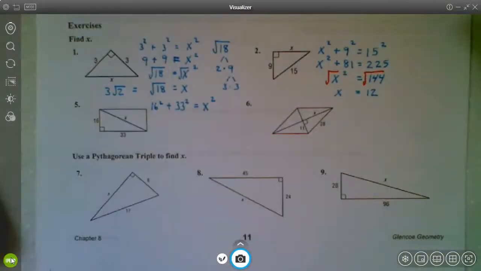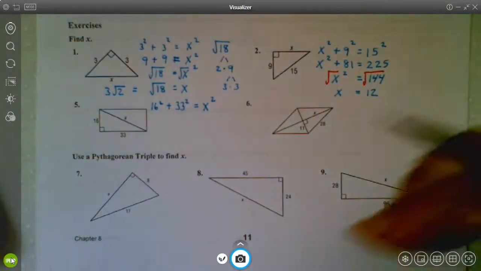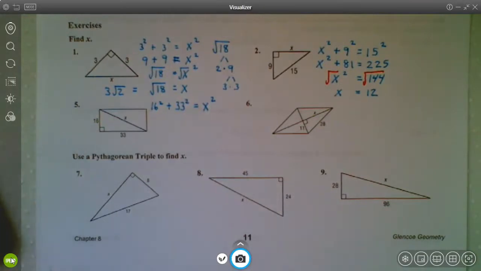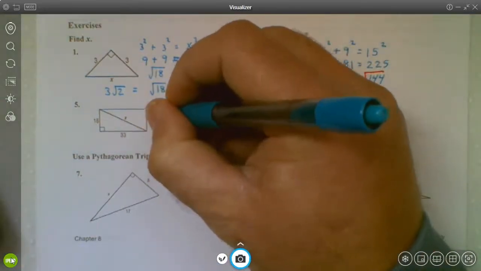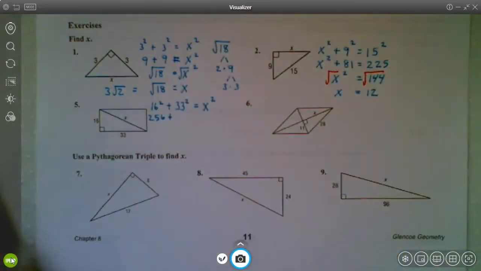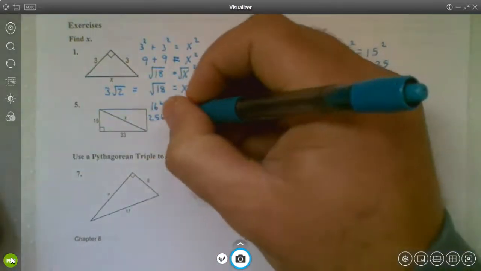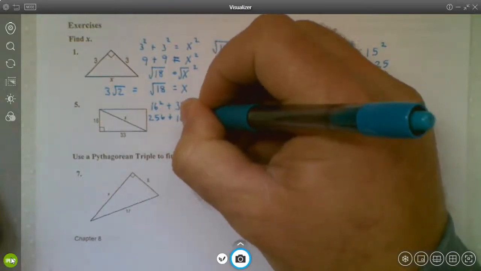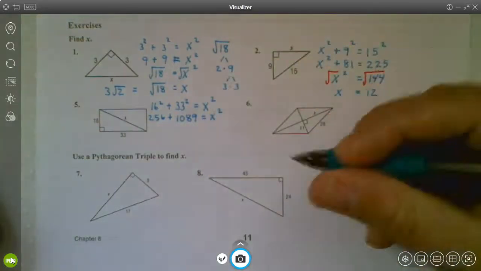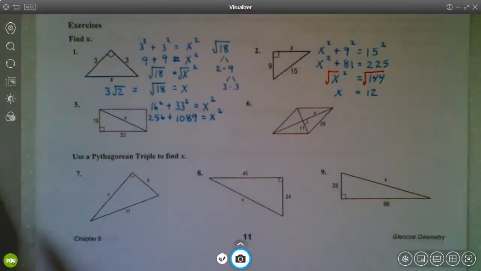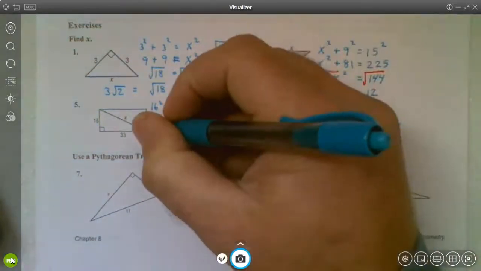So just identifying right triangles within other shapes is going to be a big part of this, because you'll find that within a lot of shapes, there are a lot of right triangles formed. So if we did 16 squared, we get 256. If I did 33 squared, I get 1089. And I'm just trying to get x by itself, so I'm going to add those two together and get 1345.